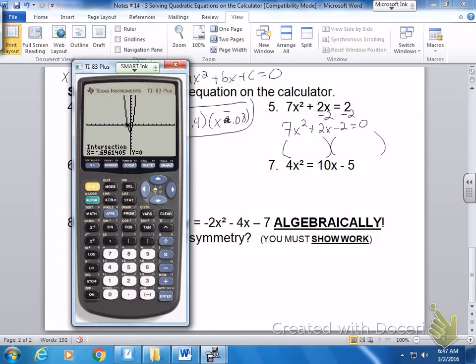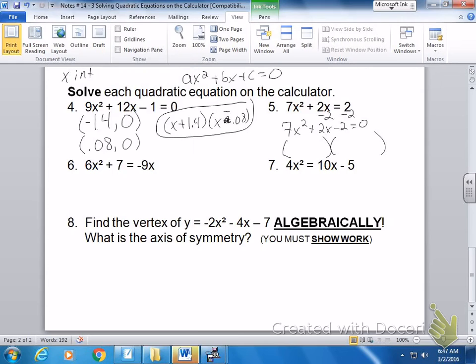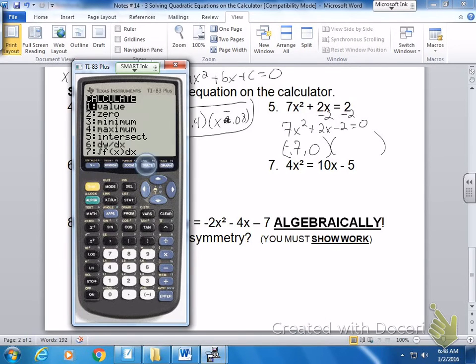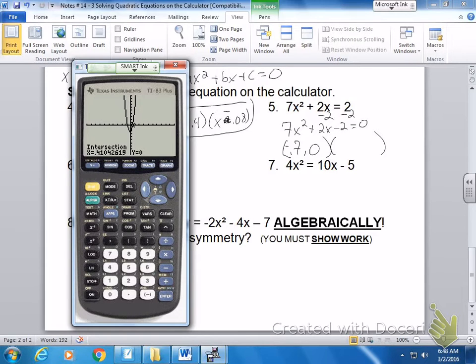Looks like I have negative 0.696. I'm going to change that to negative 0.7, comma 0. Now we go and we find the other one. Second trace, 5, move over to the other one, enter, enter, enter. And again, my other one is 0.41, so I'm going to keep that 0.40.